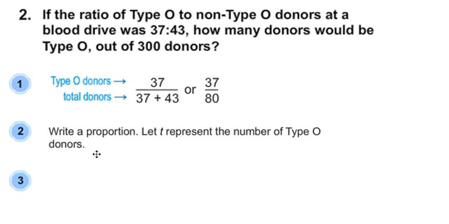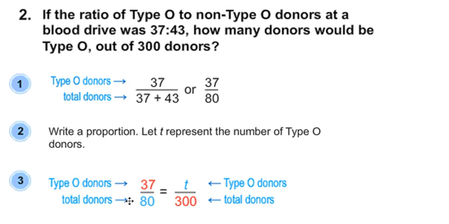So we're going to write a proportion that lets t represent the number of type O donors, because that's what we're looking for. Okay, so now we have type O donors is 37. Total donors was 80. We got that from here. We want to know how many is type O, so that's why we called it t. And the total donors that they gave us was 300. So now we're going to use this proportion to solve.